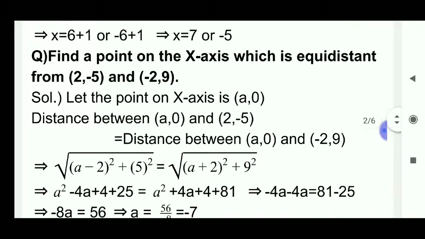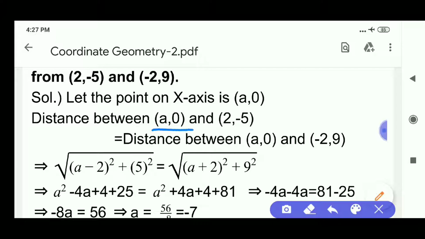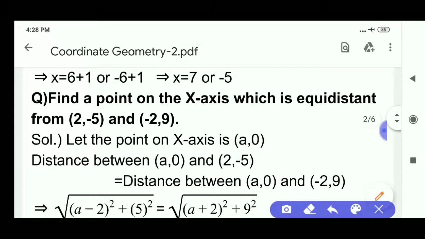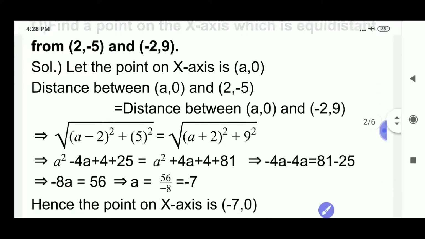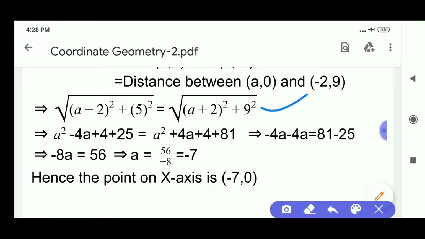Now, the distance between (a, 0) and (2, -5) is equal to the distance between (a, 0) and (-2, 9). Why? Because in this question it is said equidistant, that means the distance from (a, 0) to (2, -5) is equal to the distance from (a, 0) to (-2, 9). Now we apply the distance formula. Squaring both sides, the square root will be cancelled.